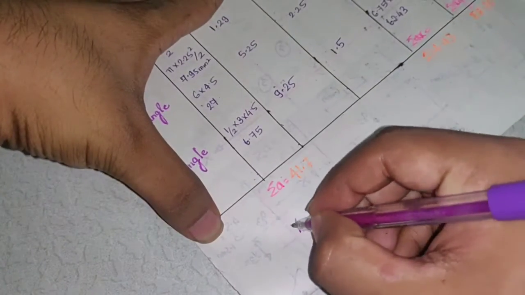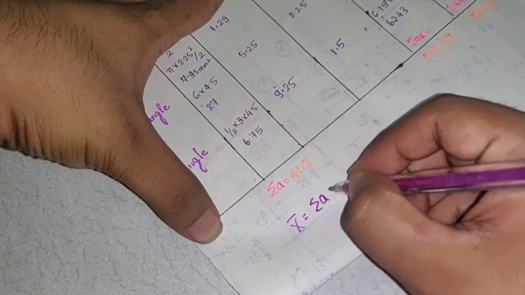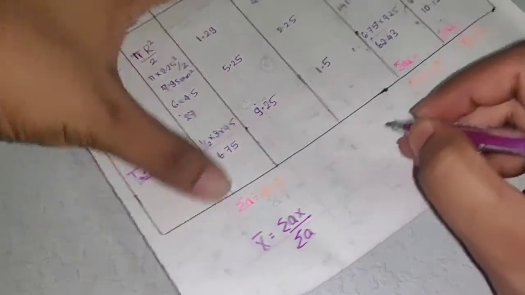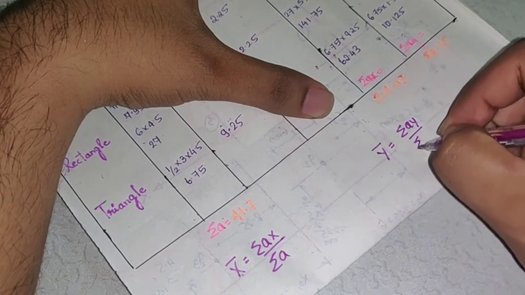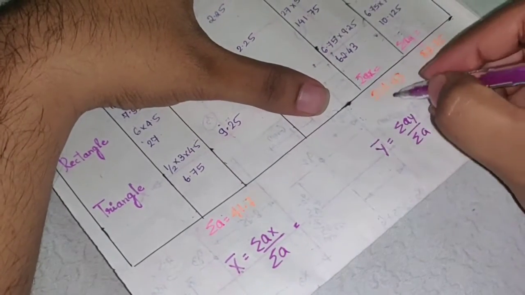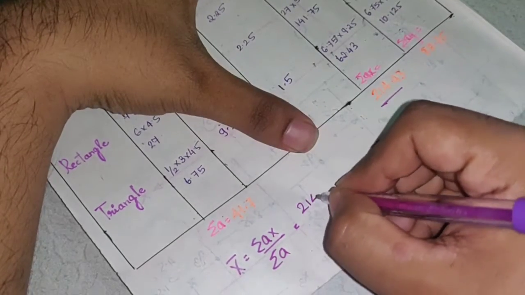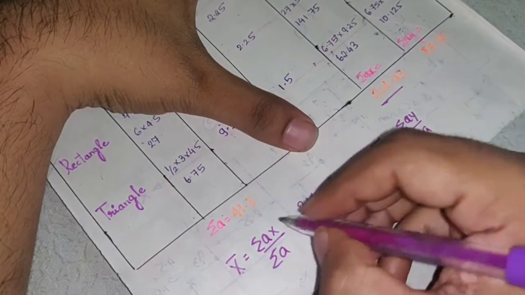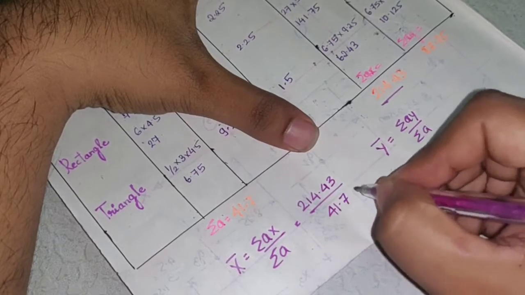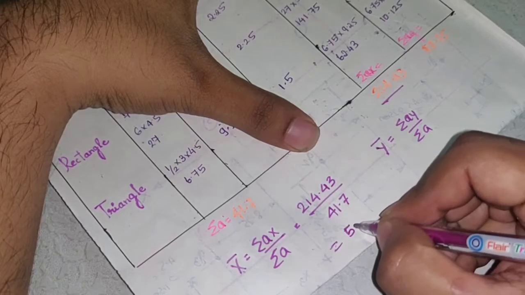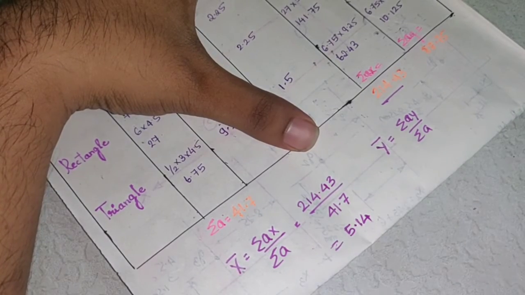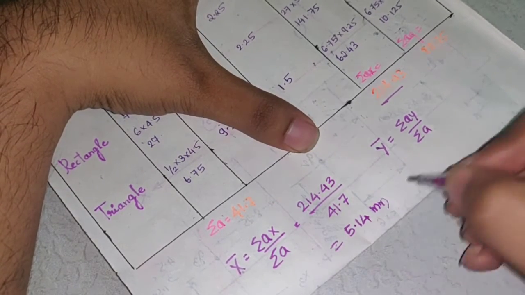So next step is X bar is equal to what? Summation A into X divided by summation A. Similarly, what is the formula for Y bar? It is summation A into Y divided by summation A. Now what is summation A into X? Summation A into X is this. It is 214.43 divided by summation A, which is 41.7. How much will you get? 214.43 divided by 41.7. You will get this as 5.14 and the unit is mm.